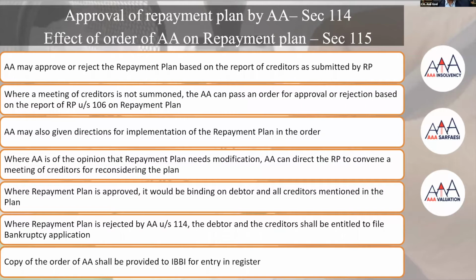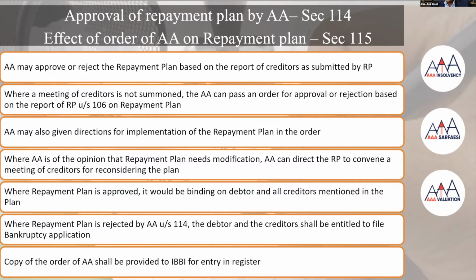See, where a meeting of the creditor is not summoned, the adjudicating authority can pass an order for approval or rejection based on the report of the RP under section 106 on repayment plan. This is slightly confusing. It is mentioned in such a manner in the law that if there is no meeting, if the meeting has not been summoned, still the adjudicating authority can pass an order.